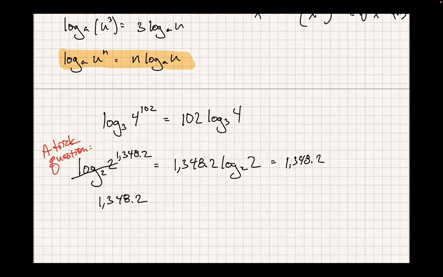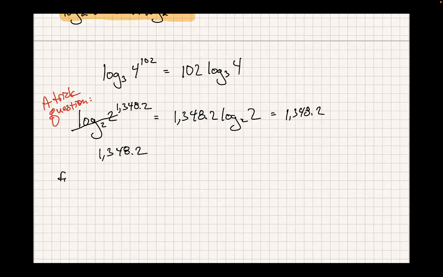Wait, but isn't it going to first calculate the exponent part, the 2 to the power of 1,348.2? Then we are going to calculate that part first. I think math is a little bit off right now.